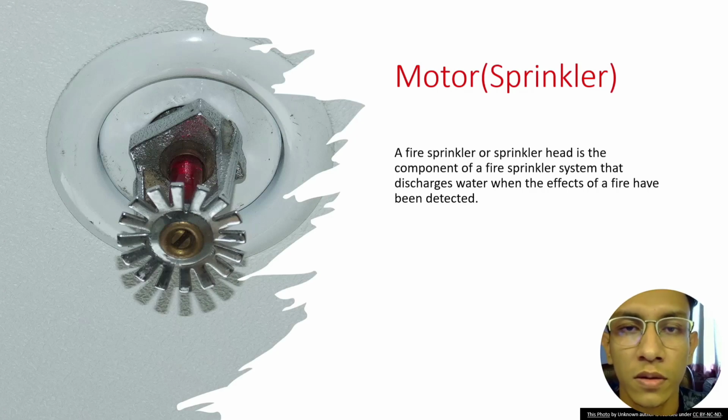Today I am going to present the components of a fire system, which are a motor or sprinkler, a resistor, and a relay. For the motor or sprinkler part, a sprinkler is a head or component of a fire sprinkler system that discharges water when the effects of fire have been detected.